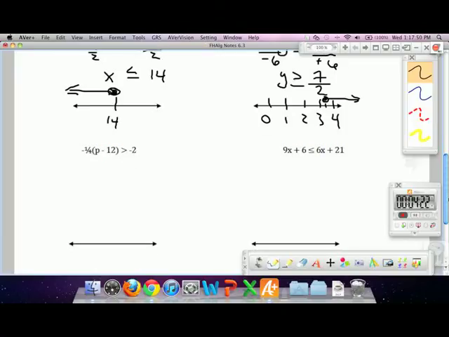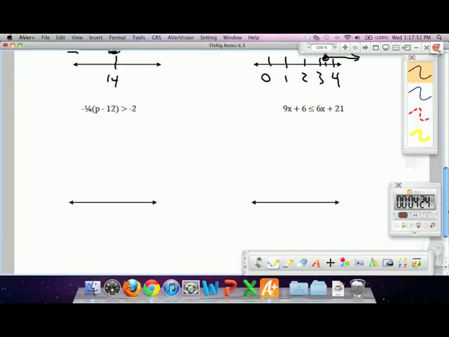Okay. Oh boy, how about if we throw a fraction in on, say, one side? How should we deal with this thing? Okay, one strategy might be distributing the negative 1/4. So you could do that. You could distribute the negative 1/4, and you get negative 1/4 p plus 3 is bigger than negative 2.